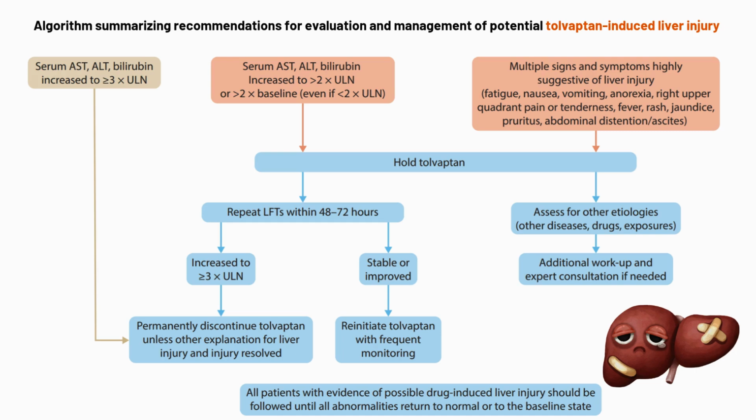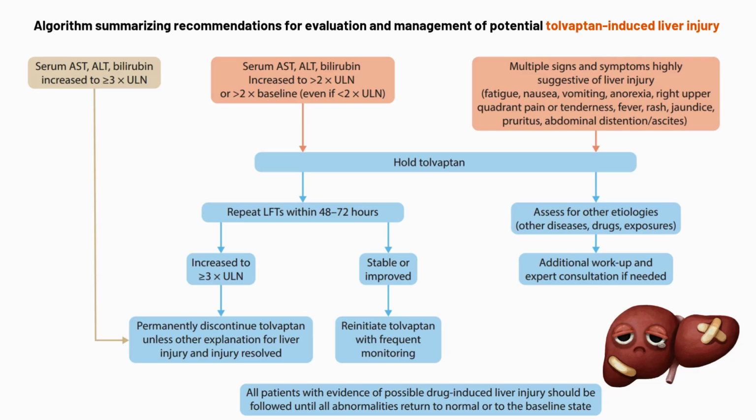Now let's walk through the very practical and clinically relevant algorithm for how to approach suspected tolvaptan-induced liver injury. This is critical because while tolvaptan is effective, hepatotoxicity remains the main safety concern that requires structured monitoring and rapid decision-making. There are three main entry points into this algorithm. First, a clear biochemical signal: AST, ALT, or bilirubin rising to 3 times the upper limit of normal.